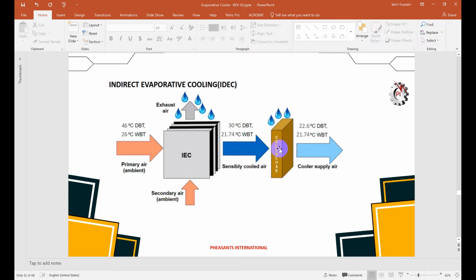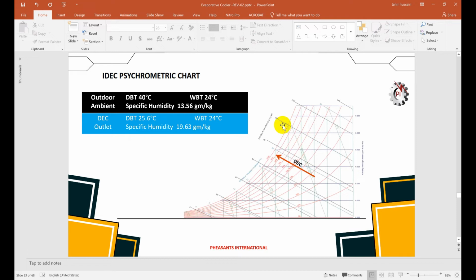After the second stage, the cellulose pad, we are getting a dry bulb temperature of 22 point something, and the wet bulb temperature will remain constant because of the constant enthalpy process, an adiabatic process. So this is the indirect evaporative cooling we can use just to cool the fresh air. If we use the conventional evaporative cooler system, the wet bulb temperature will remain constant.